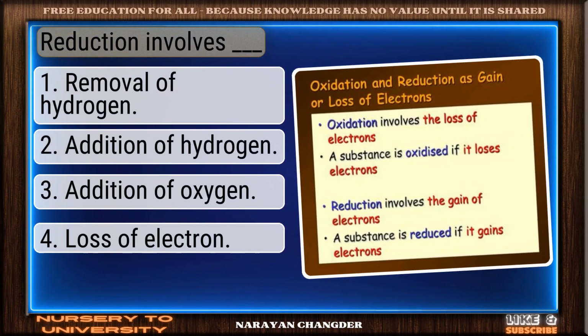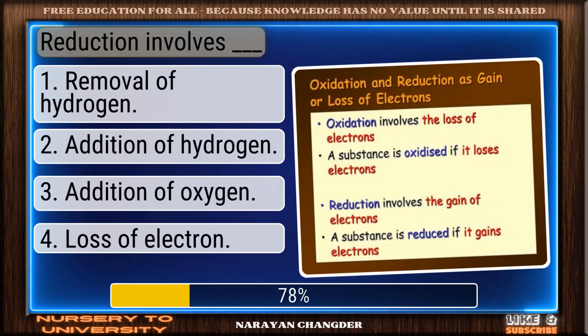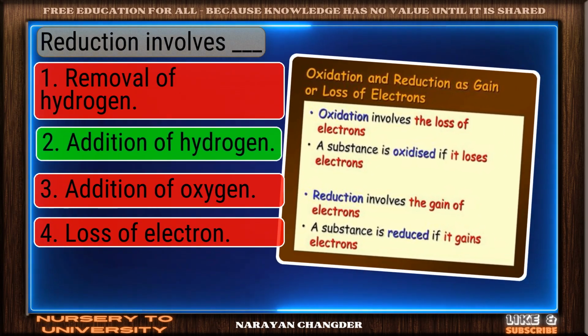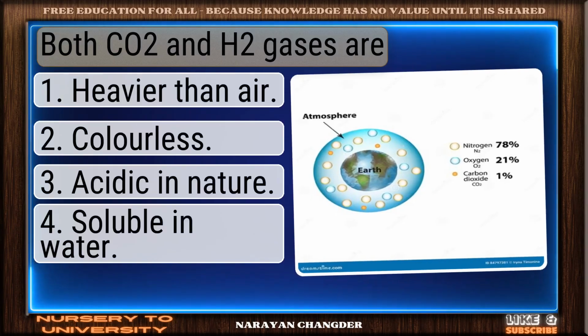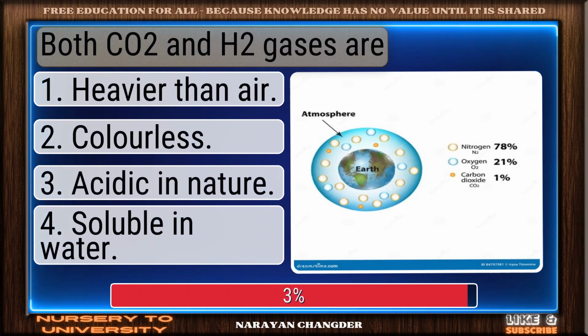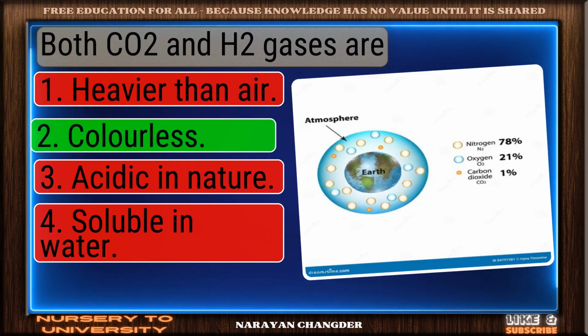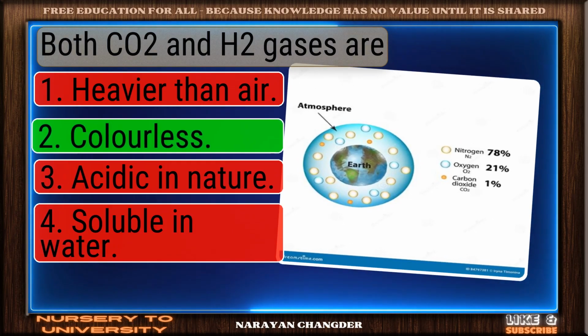Reduction involves dash. You're right. Addition of hydrogen is correct. Both K2 and H2 gases are. Nicely done. Colorless is solid.